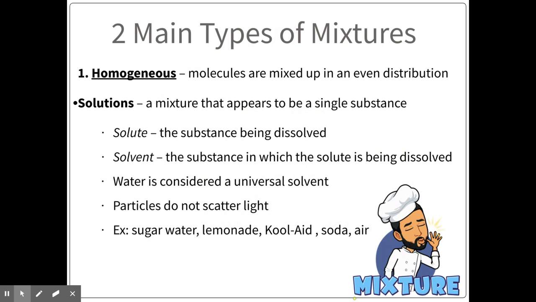The two types of mixtures. Homogeneous is the first type. Homo sapiens means like the same as we are now, and homo means same.